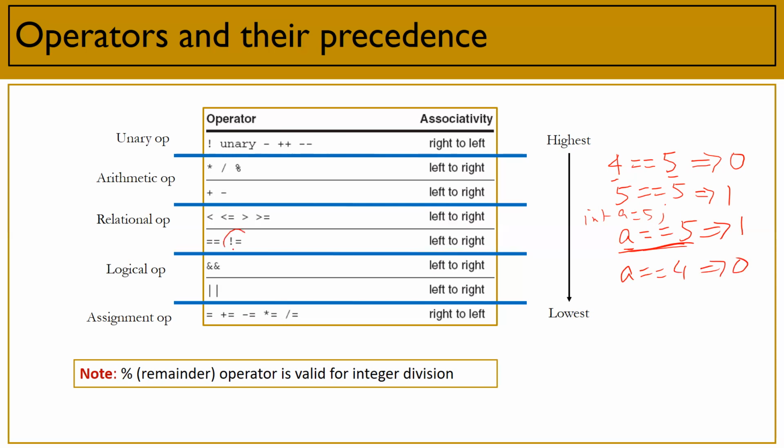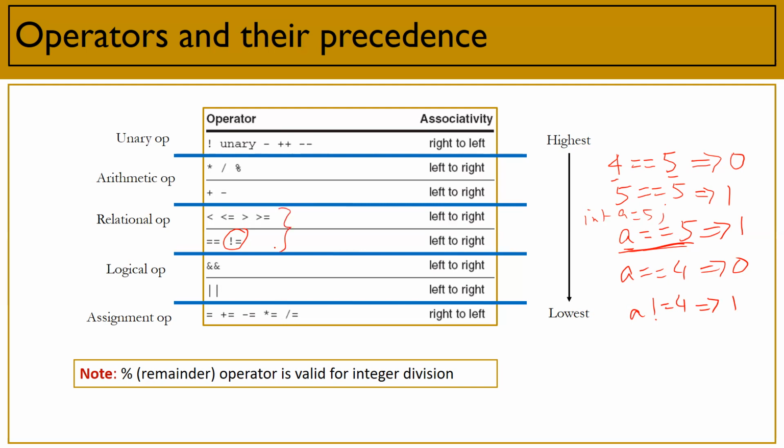Similarly, you have the not equal operator, which is used to check whether two numbers are not equal, right? So here, for example, let's say we have int a equal 5, and now we're comparing a with 4 for not equality, which is true because a is 5, so it will give you a true result, right? So you have relational operators.